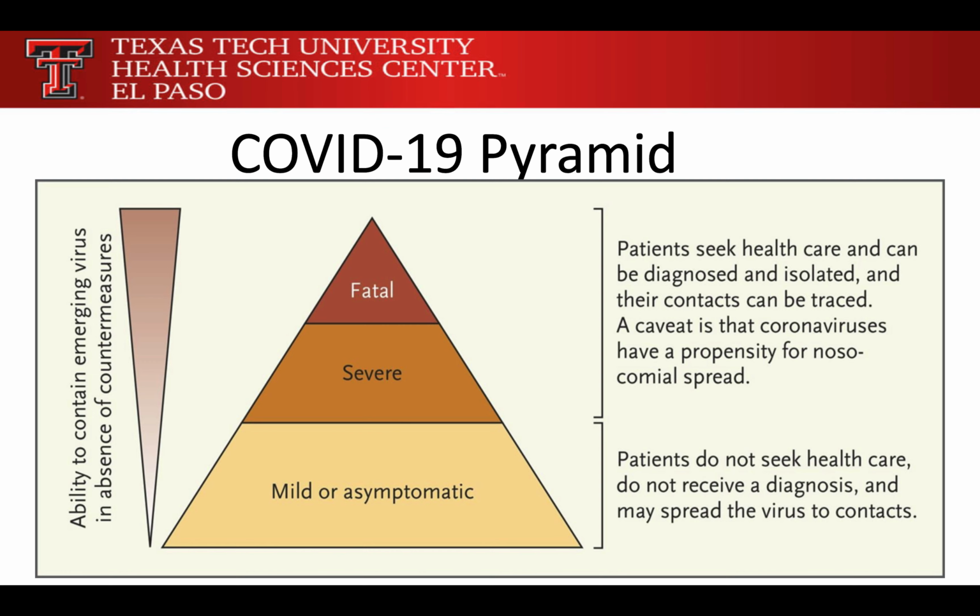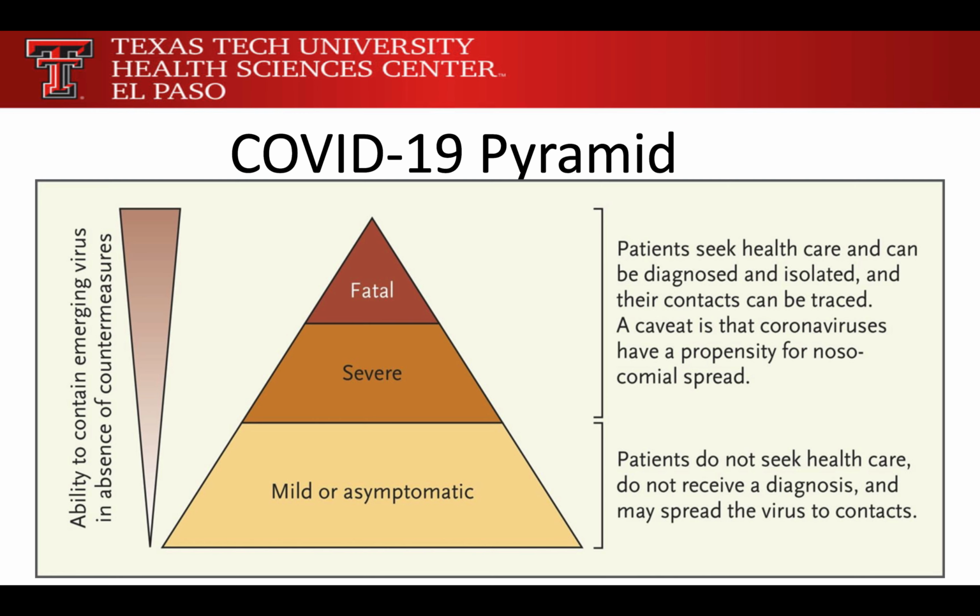Of the people who become infected with COVID-19, there are a number who develop more severe symptoms and even succumb to the virus. Generally, these are the people who are diagnosed in healthcare facilities, who can be treated and have their contacts traced. One important thing to note is that coronaviruses are able to spread via nosocomial infections. In other words, they can be acquired by people who go to hospitals or clinics for unrelated reasons.